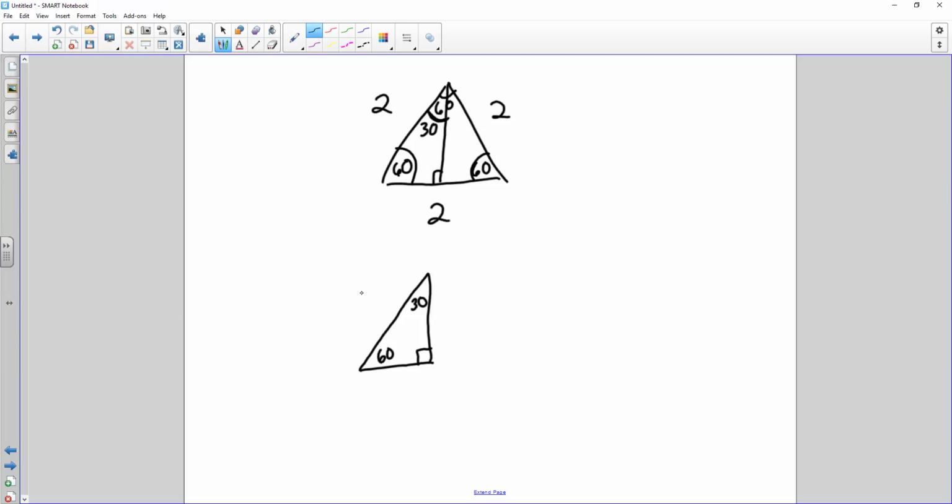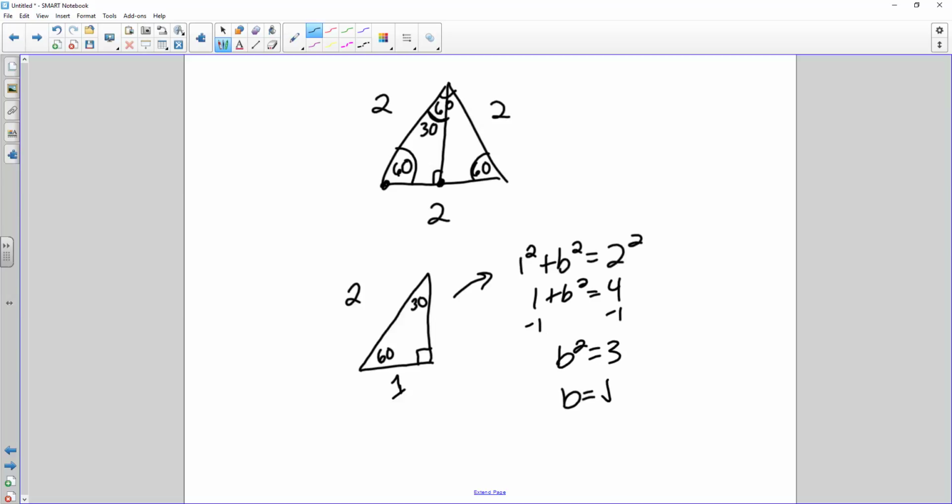The other things I know right now, the hypotenuse is 2. The base down in the bottom, if I drop that line straight down, I cut 2 in half, so this is 1. The last thing I don't know right now is the vertical side. So if I do the Pythagorean theorem, a squared, 1 squared, plus b squared, I don't know, equals 2 squared. So 1 plus b squared equals 4. Subtract 1. b squared equals 3, so b equals the square root of 3.